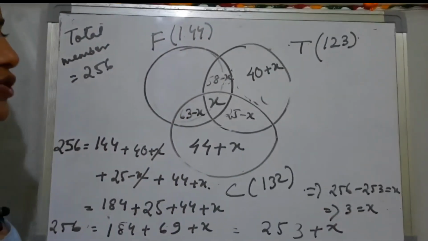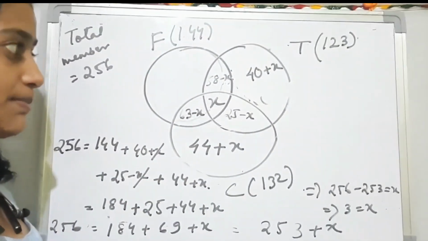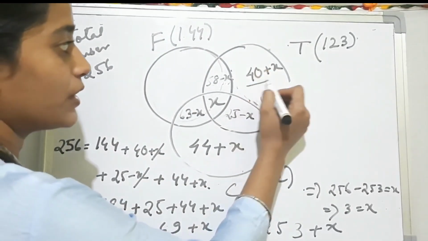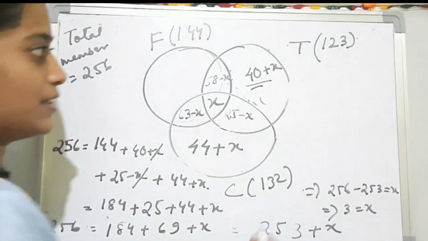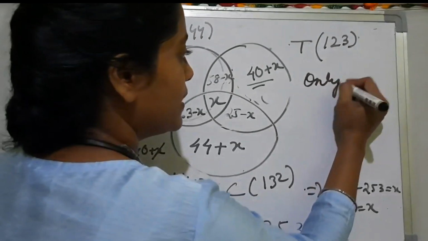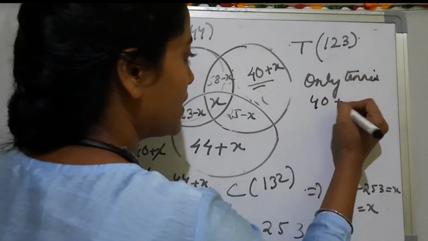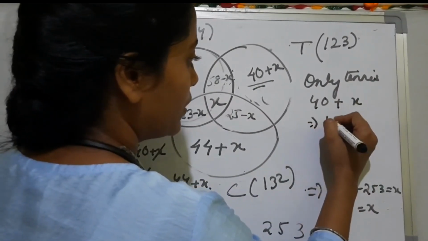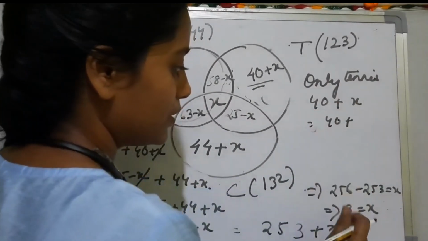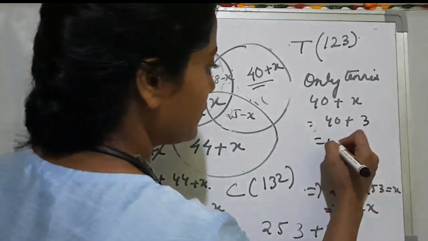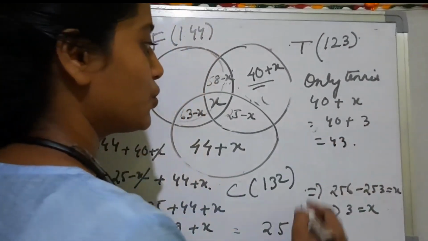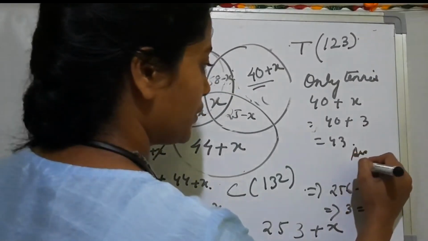It is given in the question to find the only tennis players. So the only tennis players we have got is 40 plus x. Here we have got the value of x as 3, that is 43. So the answer is 43.